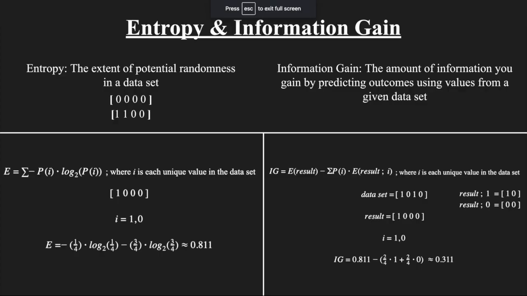The formula for the information gain is the entropy of the result or classification set minus the sum of the weighted average of the entropy of the result set corresponding to each I. Let me clarify that last part.